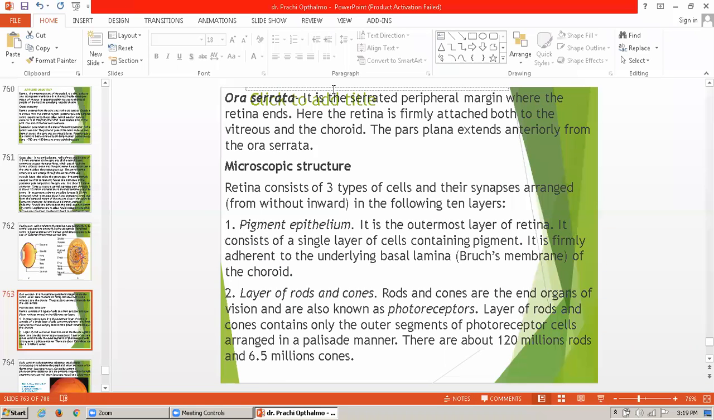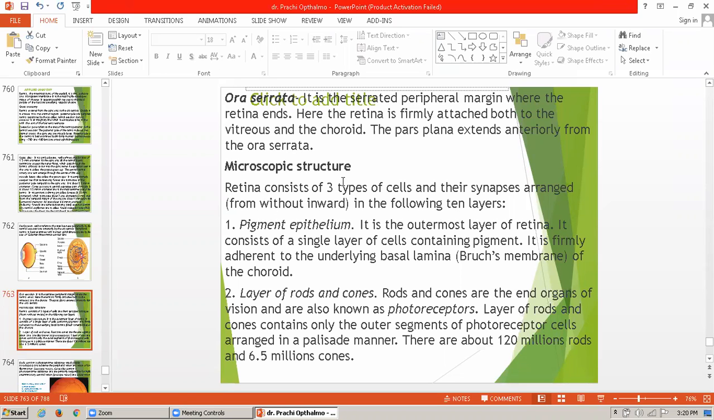Then the ora serrata is the serrated peripheral margin where the retina ends. Here, the retina is firmly attached to both the vitreous and the choroid. The pars plana extends anteriorly from the ora serrata.